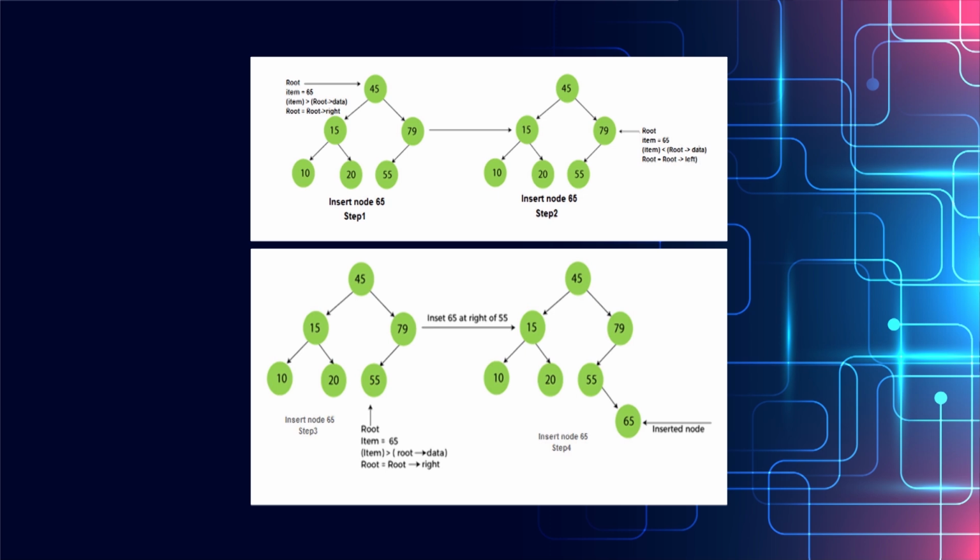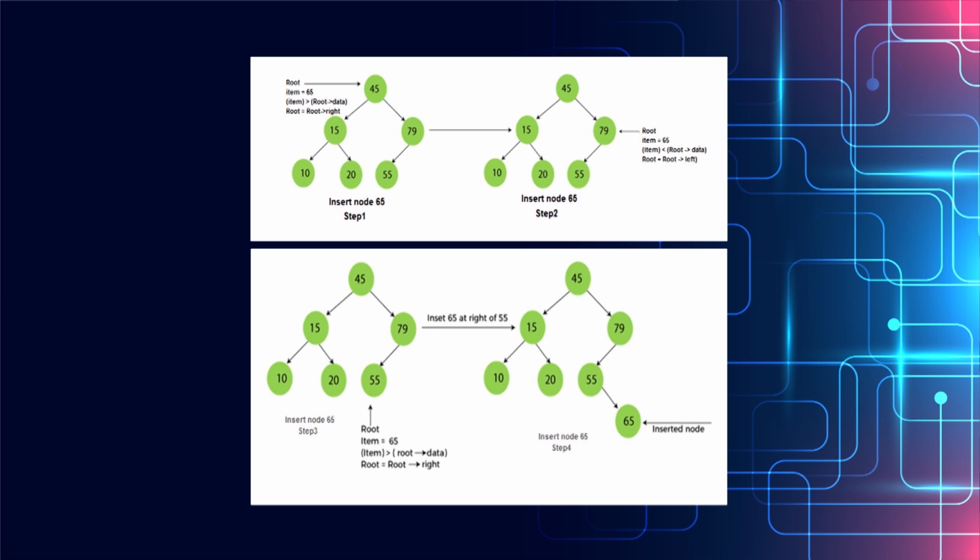Again we compare the left successor of 79, 55, with our new item 65. So, 65 is greater than 55. So, the right child of 55 is empty, which means 55 is a leaf node. So, 65 should be connected at the right subtree of 55. By this you can understand how we connect a new element into a binary search tree. In this way you connect 65.